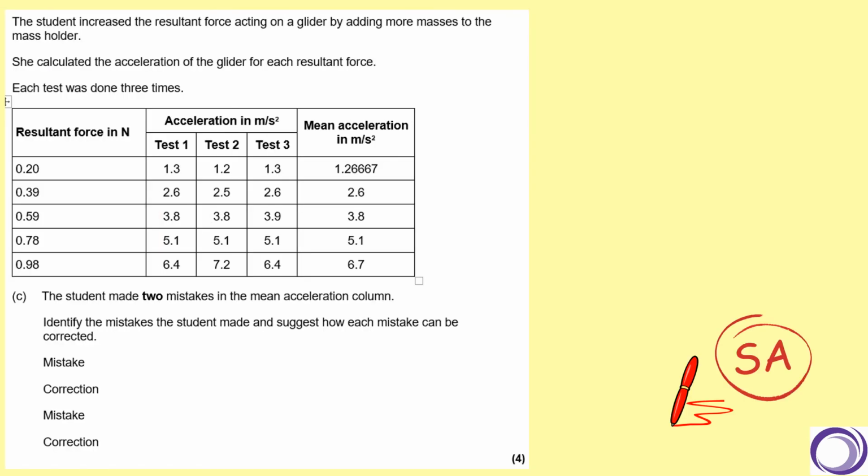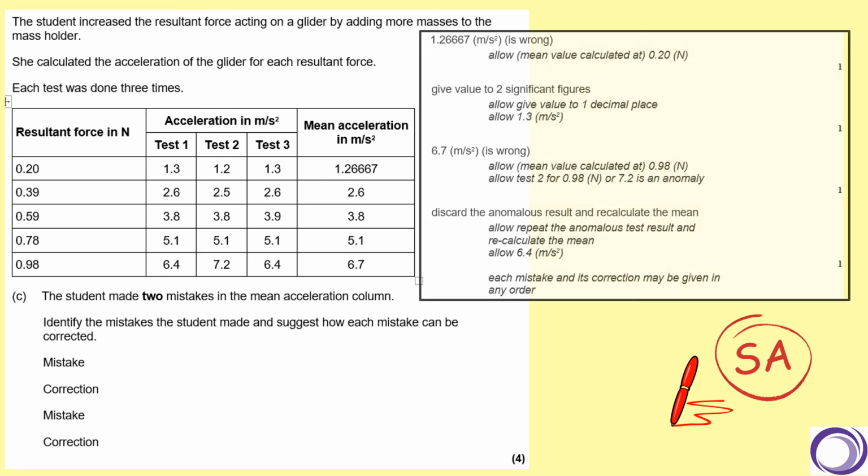Okay then. So what you've got to do first is to identify two mistakes. And the first thing I do if I was doing this on the exam paper is put a ring around where I think there's something that's a mistake. So I'll put you the mark scheme there. The first thing you need to highlight is that 1.26667.